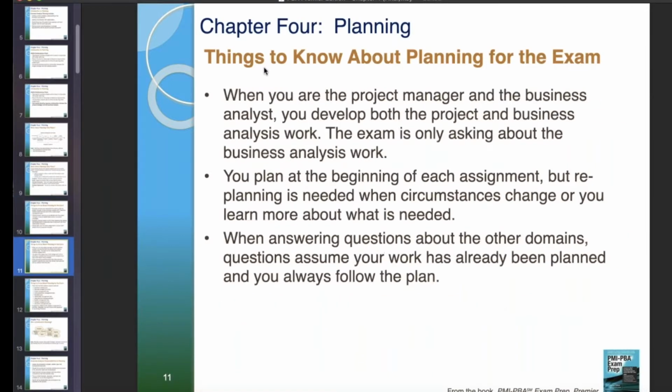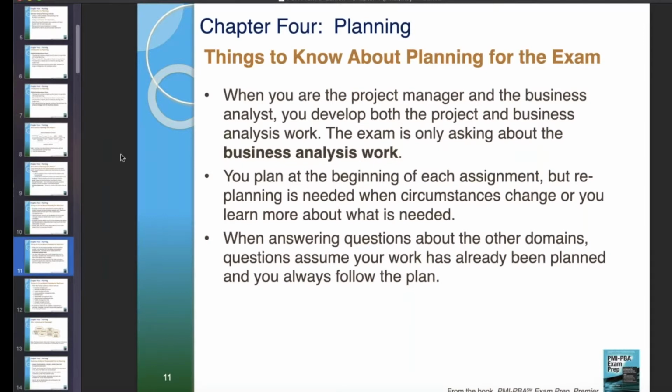All right. Things to know about planning for the exam, continued. When you are the project manager and the business analyst, you develop both the project and business analysis work. The exam is only asking about the business analysis work. So that is worthy of pointing out. You plan at the beginning of each assignment, but replanning is needed.